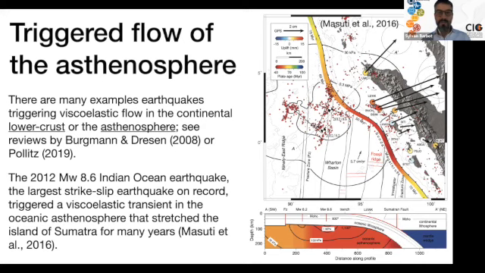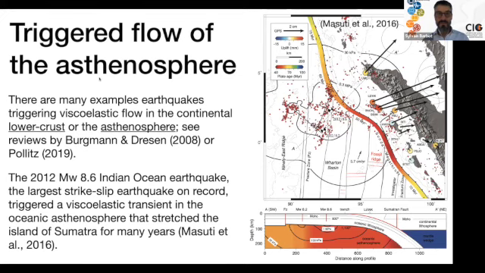And this earthquake created co-seismic deformation, but also triggered an accelerated viscoelastic flow of the oceanic asthenosphere, which stretched the island of Sumatra for several decades. And that was recorded by a local GPS array that stretches more than 1,000 kilometers, that recorded how the Earth's surface rebounded up and down and stretched horizontally during this time scale. And so that's an example of how earthquakes actually modify the flow of the asthenosphere.